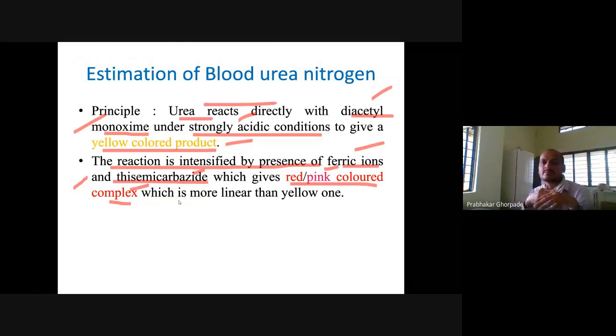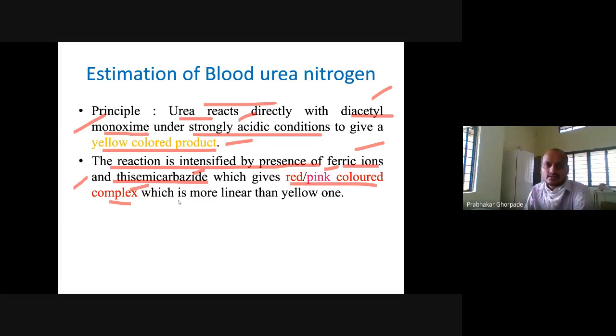More linear means if you plot the intensity on the x-axis and the concentration on the y-axis, it should give a linear line. It means that it should be directly proportional. So as red color increases, it shows the higher concentration. That is what we mean by linearity. So this is the principle of blood urea nitrogen.